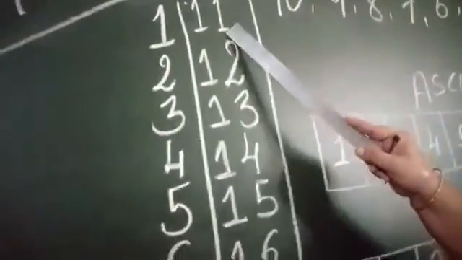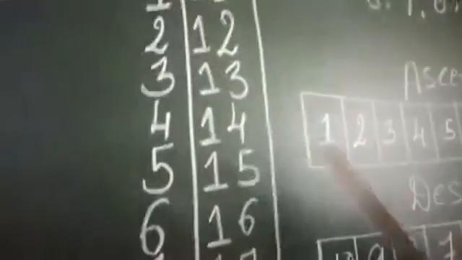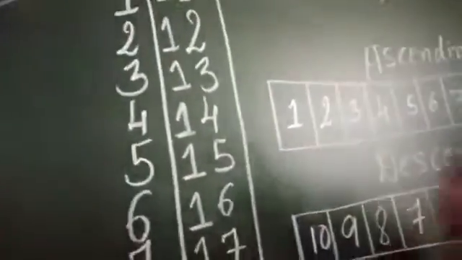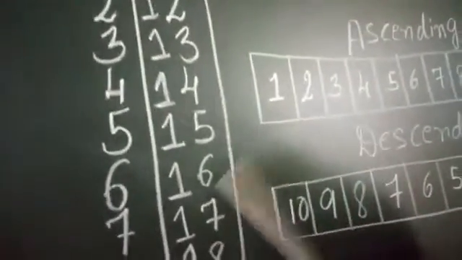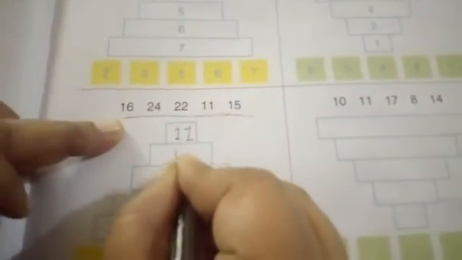Which number is the first one here? From here to here, 11. 11 is there, na? Yes. We'll write here 11. Then 12 is not here. 13 also not. 14 also not. 15 also not. 16, 16 is there. See here 16. Okay, write 16 here.